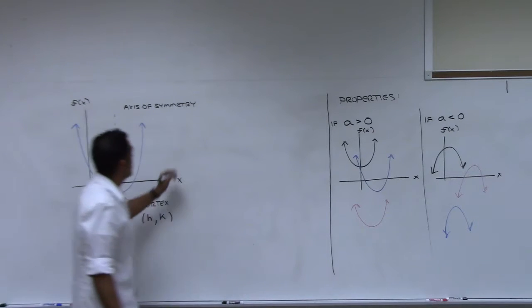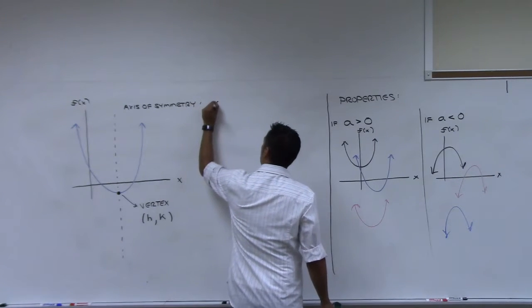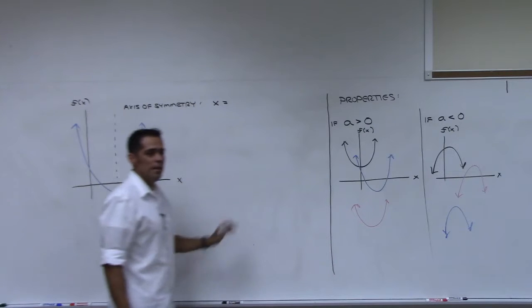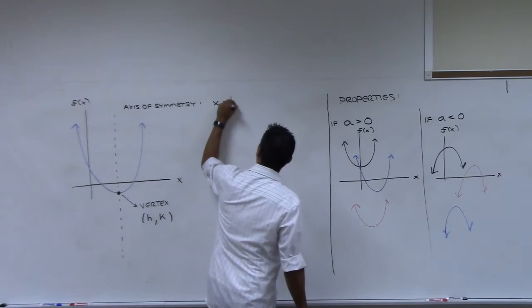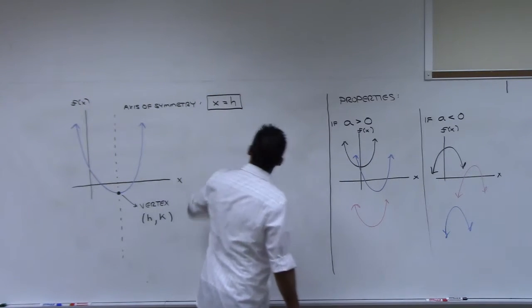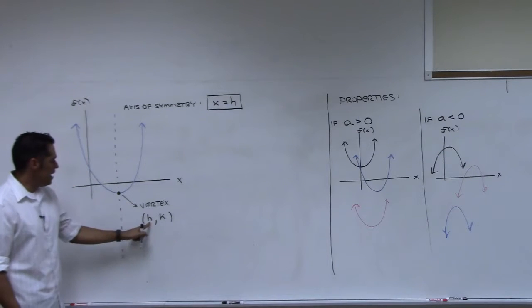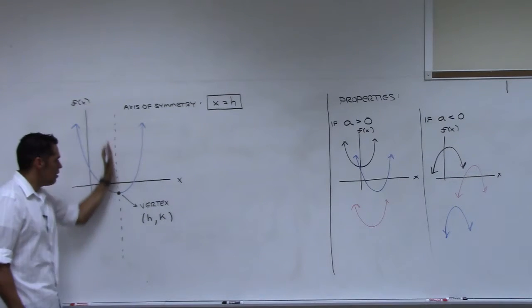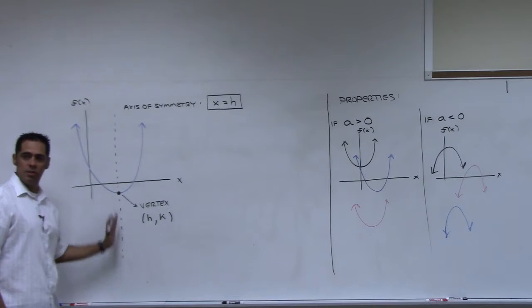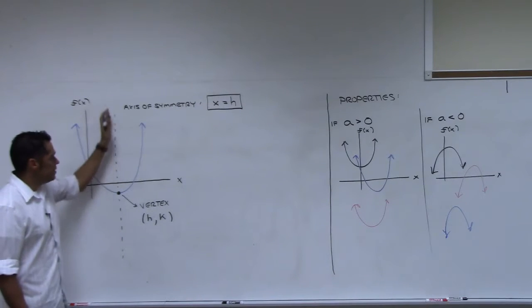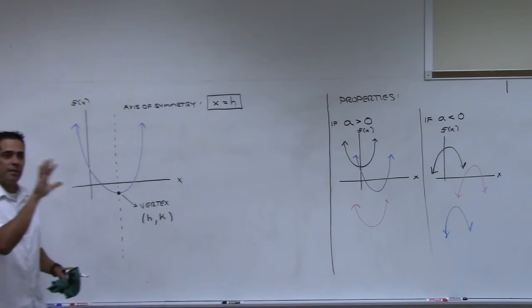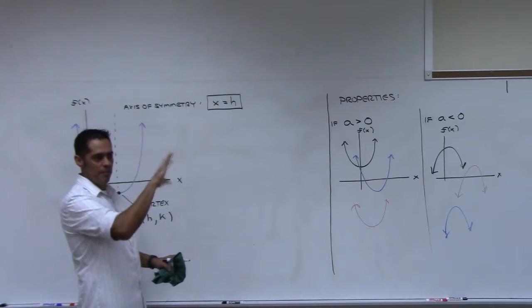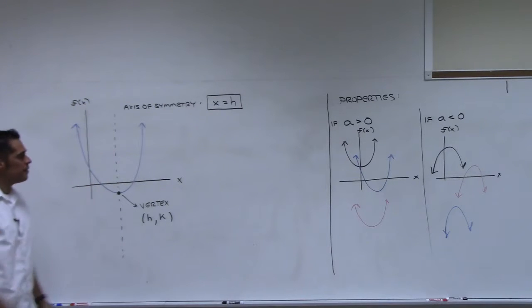And the equation of a vertical line is x equals a number. Can anybody tell me what number it would have to be in this picture? H. Very good. X is equal to h. That is the equation of the axis of symmetry, because the h is the x coordinate, so our line x equals h defines this dotted line. Just remember, it's not part of your graph. It's just a visual aid to help you when you're graphing these. When you look at it, it should look symmetric over that axis of symmetry.